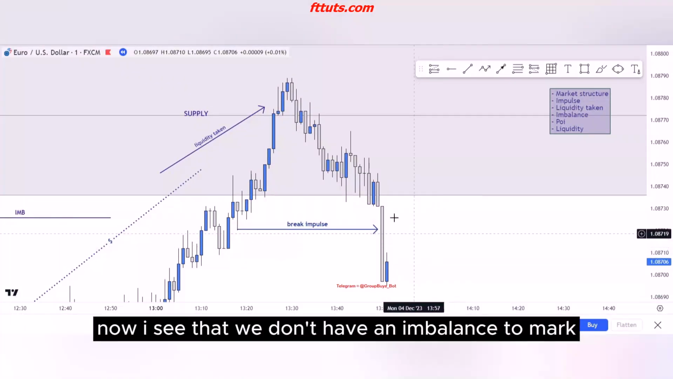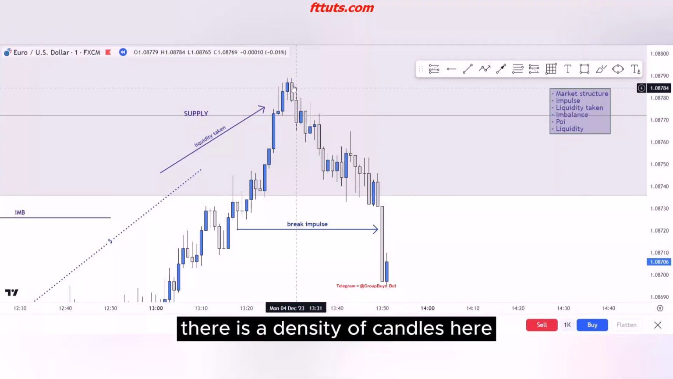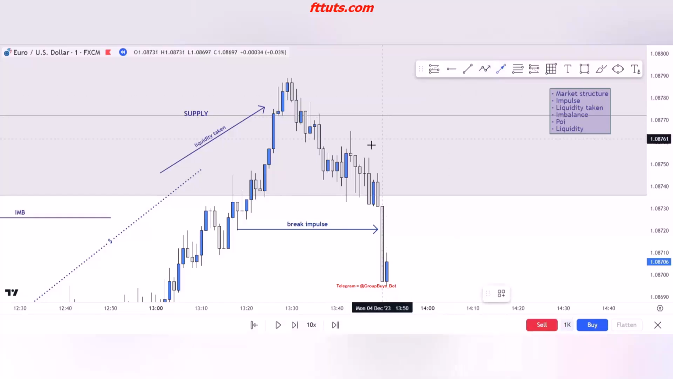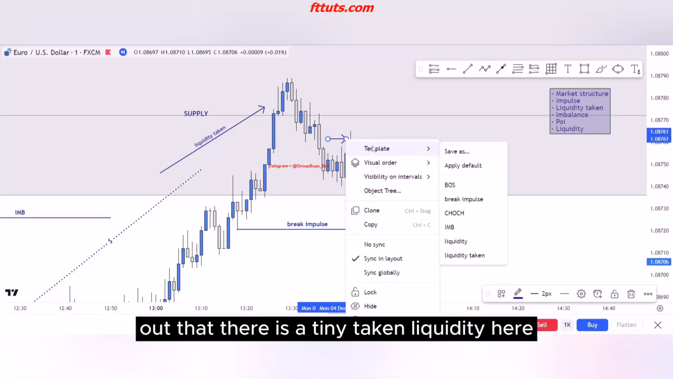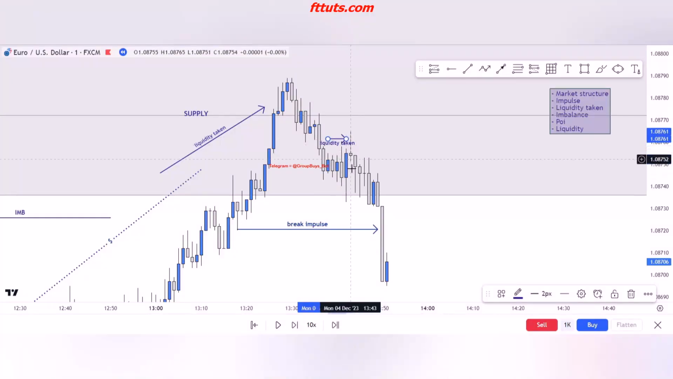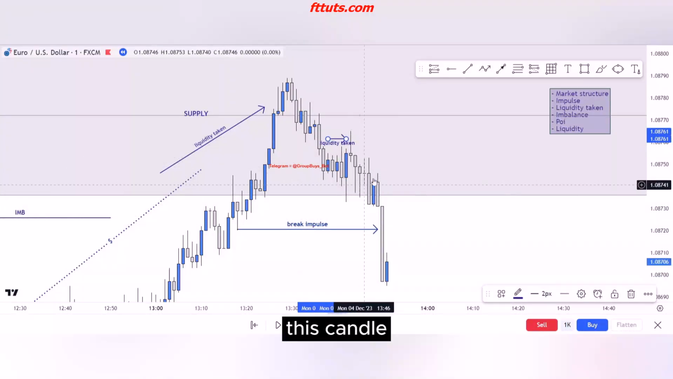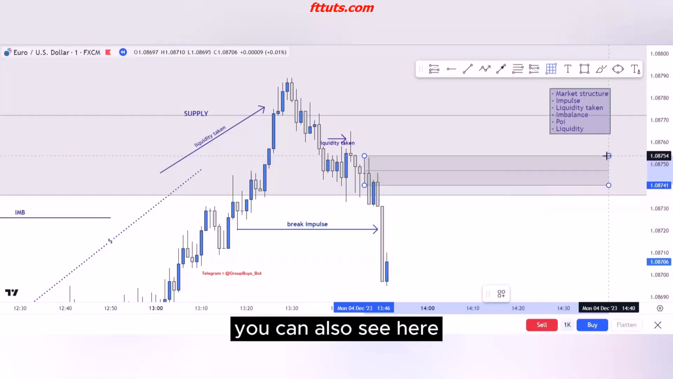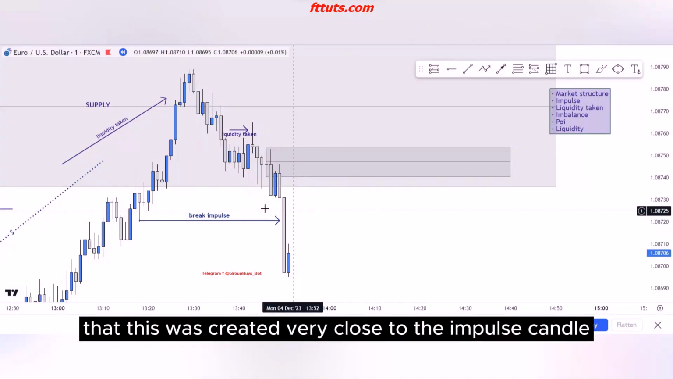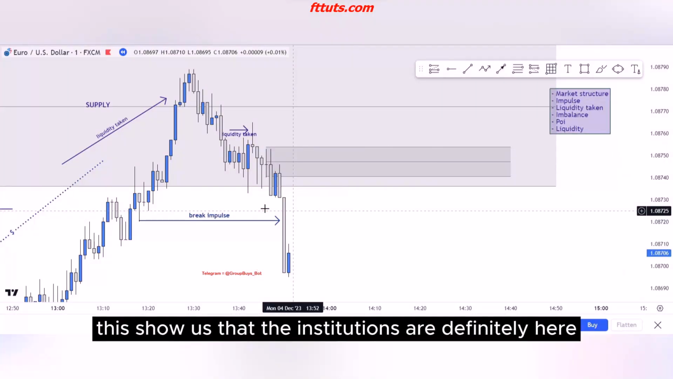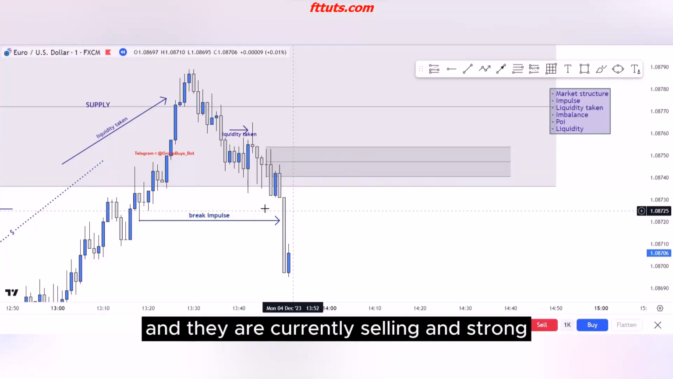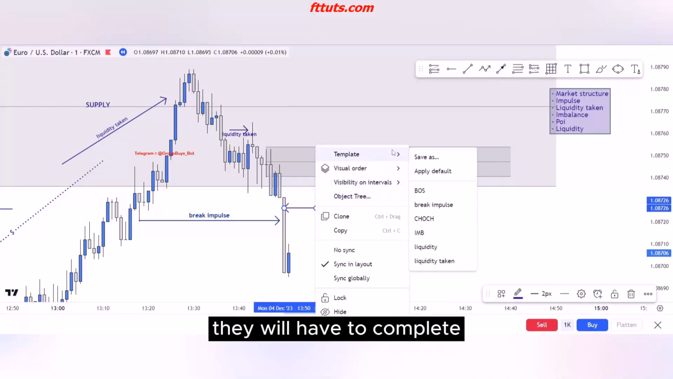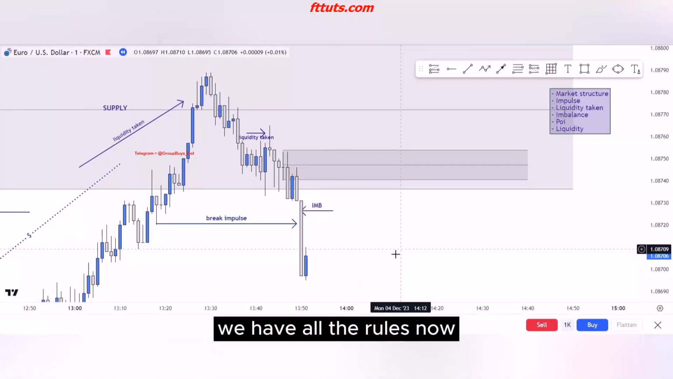Now I see that we don't have an imbalance to mark. There is a density of candles here, but there is one candle here that stands out to me very much. We can also point out that there is a tiny taken liquidity here. That's right, this candle, the doji candle. It is the strongest here. You can also see that this was created very close to the impulse candle. This shows us that the institutions are definitely here, and they are currently selling strongly. We will also mark the imbalance they will have to complete. And that's it. We have all the rules now.